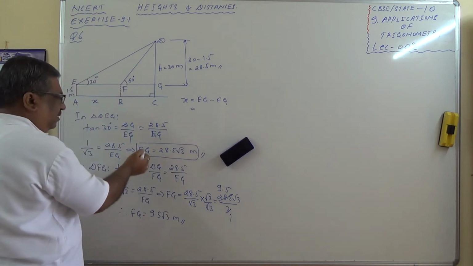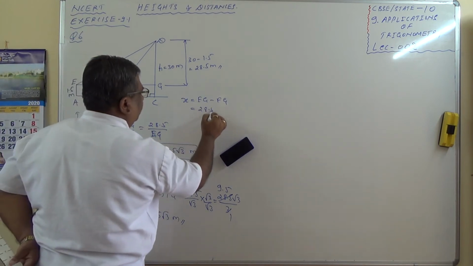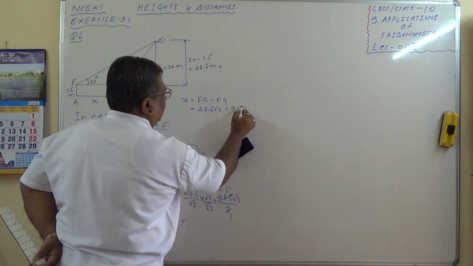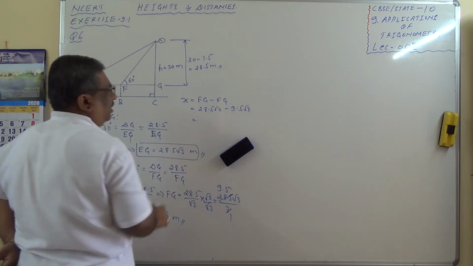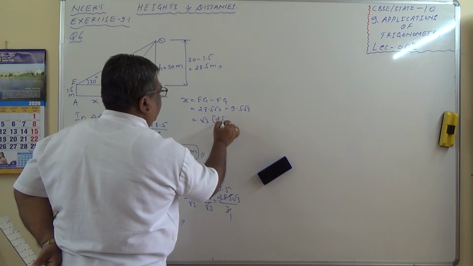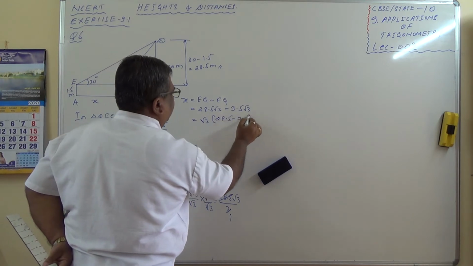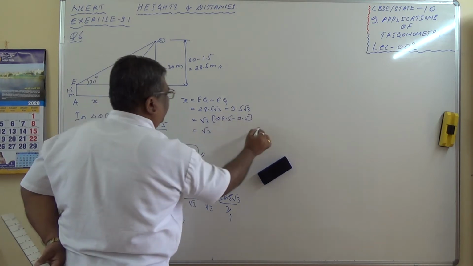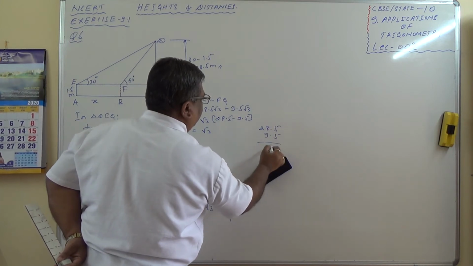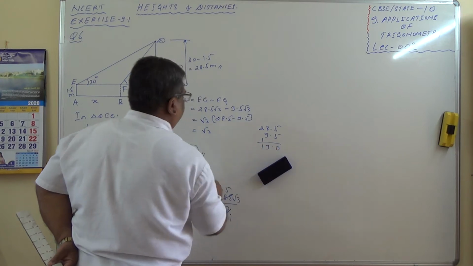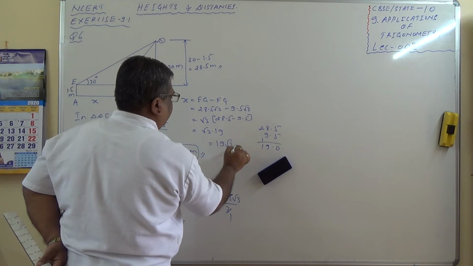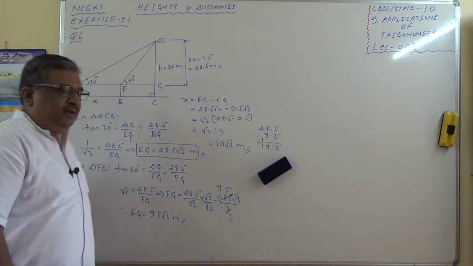EG is here 28.5 root 3 minus 9.5 root 3. So how much is this one? Take root 3 common, into bracket 28.5 minus 9.5, which is 19. So 19 root 3 meter. Check the answer.